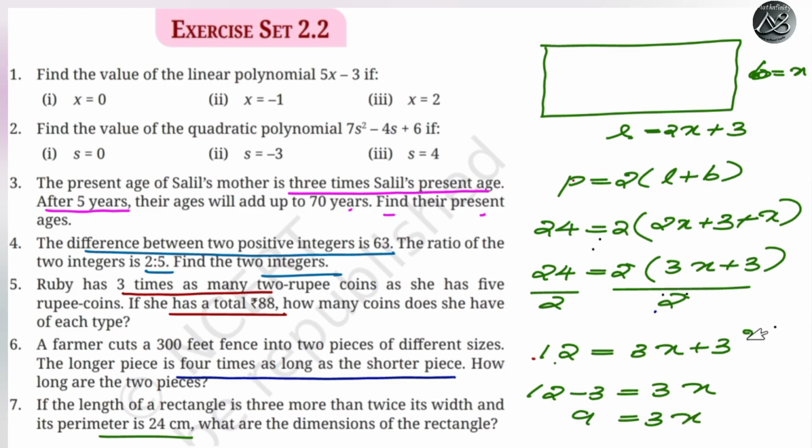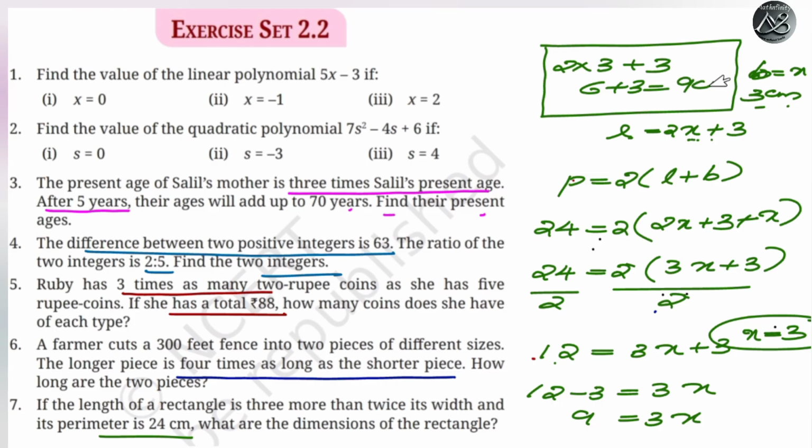That is 3. X in the value എത്ര കിട്ടി? X equal to 3. അതായത് x എന്ന് പറഞ്ഞെടുത്തേക്കുന്നത് എന്താണ്? Width ആണ്. Width is equal to 3 centimeter എന്ന് കിട്ടും. അപ്പൊ ലെങ്ത് എന്ത് വരും? ലെങ്ത് കണ്ടുപിടിക്കാനായിട്ട് ഈ 2x plus 3ക്കകത്ത് ഈ വാല്യൂ സബ്സ്റ്റിറ്റ്യൂട്ട് ചെയ്ത് കൊടുക്കാം. That is 2 into 3 plus 3. That is 2 3s are 6. 6 plus 3 is 9. So the length is 9 centimeter and the width is 3 centimeter.